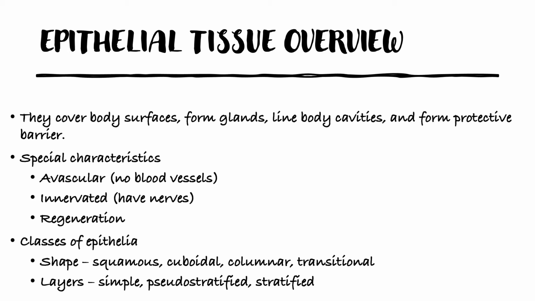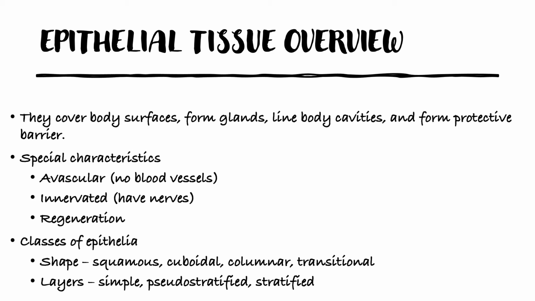With epithelial tissue, you always have to include the layers and the shape. Just like, for example, everyone has a first and last name, but if you just walk into, let's say, a mall and you say, "Oh, I'm looking for John," well, that's a whole lot of Johns. Which John are you looking for? You're going to need a last name to zero in.